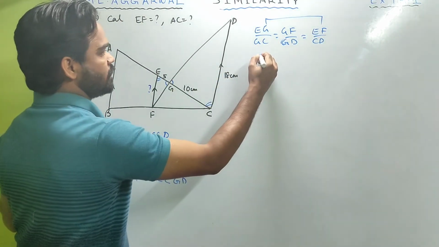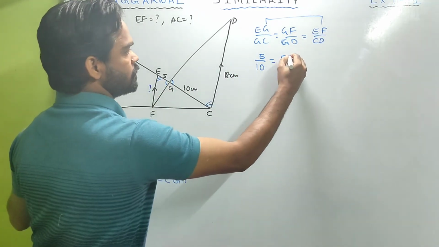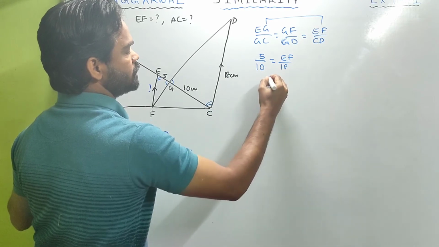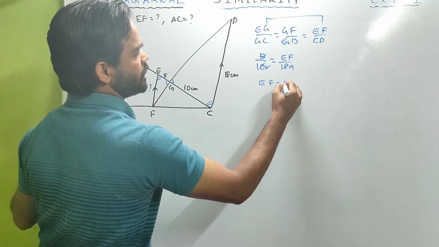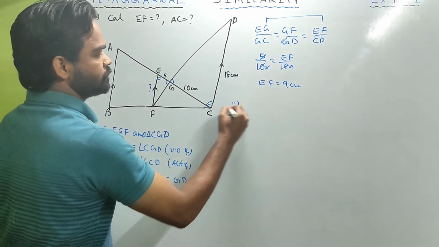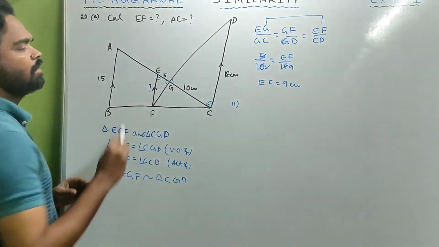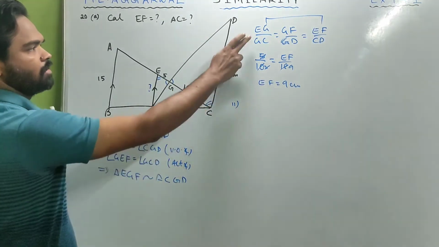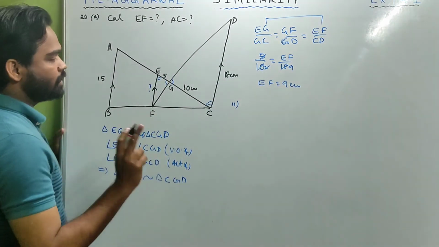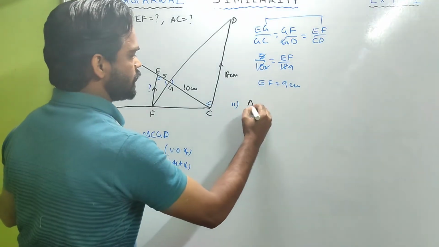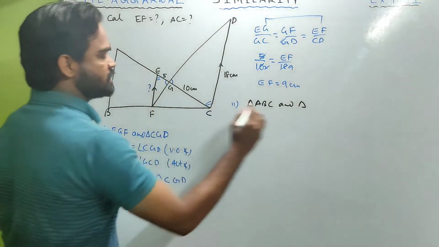EG is 5, GC is 10, EF we don't know, and CD is 18. So just solve it. EF is 9 centimeter. Done. The first part, pretty easy. Just prove that these two triangles are similar and use the property of similar triangles. Now find AC. Now look at triangle ABC and triangle EFC.